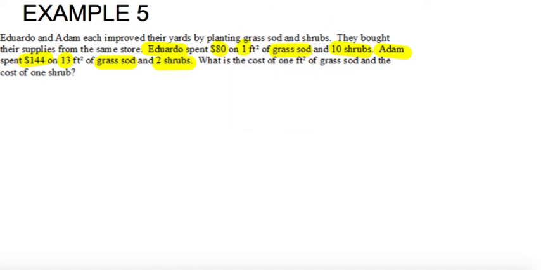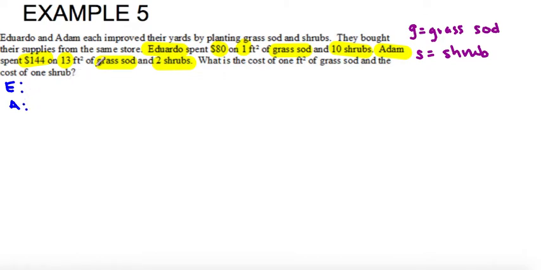So now we write our variables down. One of our variables is the grass, sod. We'll call that G. And then the other variable is shrubs, S. Okay, so now we set up our equation. Eduardo will have an equation, and then Adam will have an equation as well.